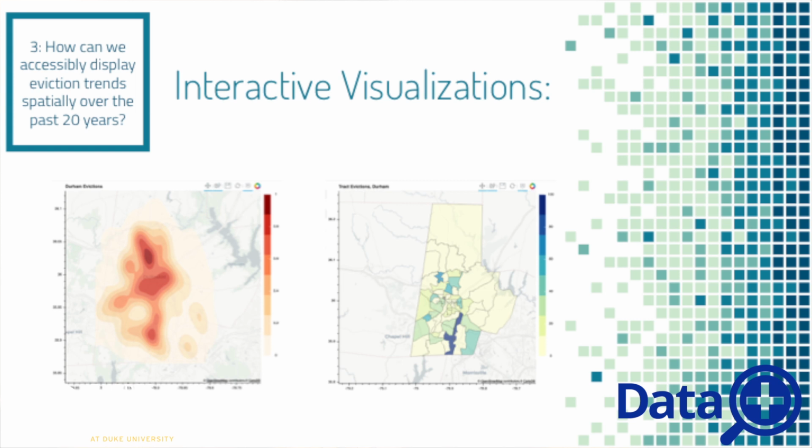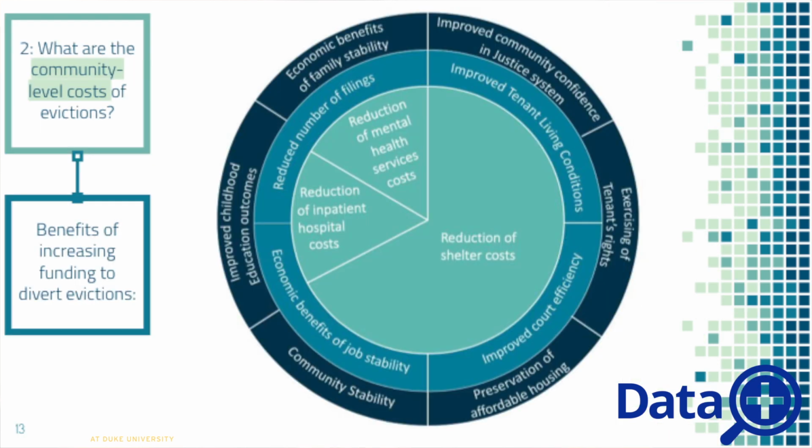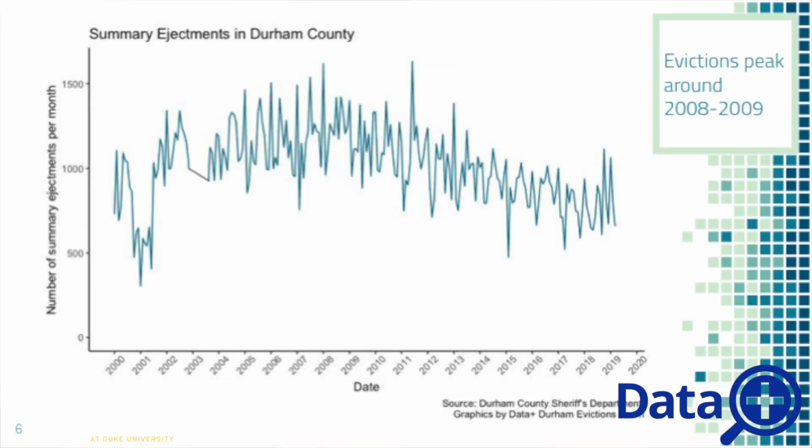One of our main projects was creating an interactive visualization, almost like a data dashboard, that includes kernel density estimates, which are just heat maps, and then a choropleth map, which is just a map that shows where evictions are located in each block group and census tract in Durham. And we added sliders to that so people can see how evictions have changed over time, and then also change the opacity, so they can see where these evictions are occurring.